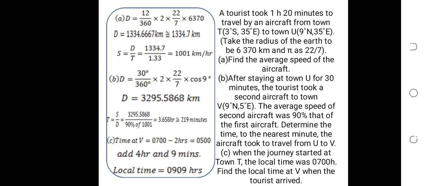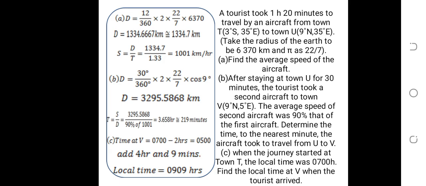B. After staying at town U for 30 minutes, the tourists took a second aircraft to town V, 9 degrees north, 5 degrees east. The average speed of the second aircraft was 90% that of the first aircraft. Determine the time to the nearest minute the aircraft took to travel from U to V.